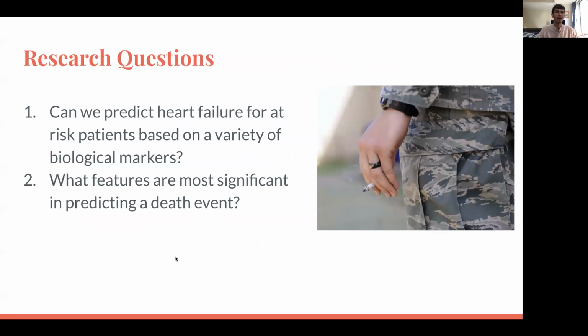Next slide. My research questions are: 1, can we predict a death event, heart failure, for at-risk patients based on a variety of these biological markers and categorical features? Additionally, which of these features are most important in predicting a death event?